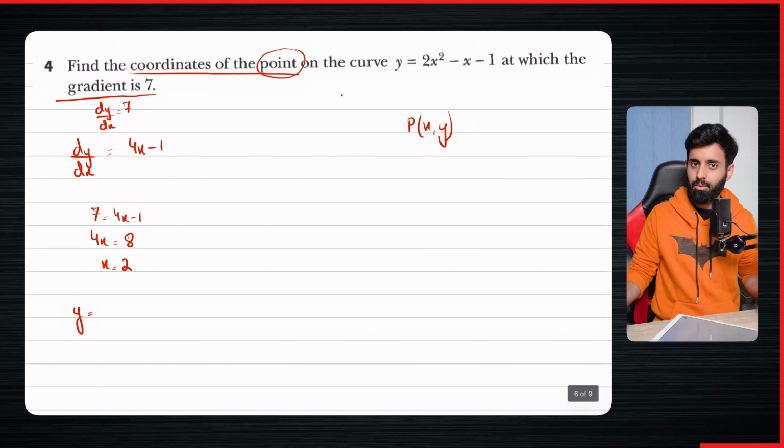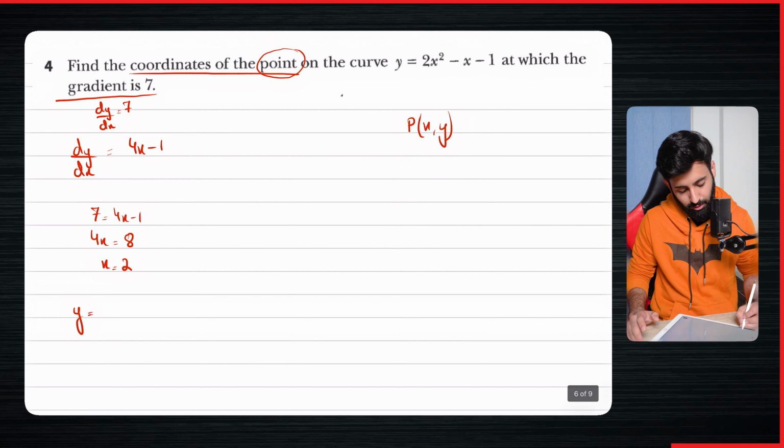You plug in the value of the coordinate that you have to find the other corresponding coordinate. It could be the y coordinate, or you could use the y coordinate to find the x coordinate. So that's what we're doing: we're using the x coordinate to find the y coordinate.